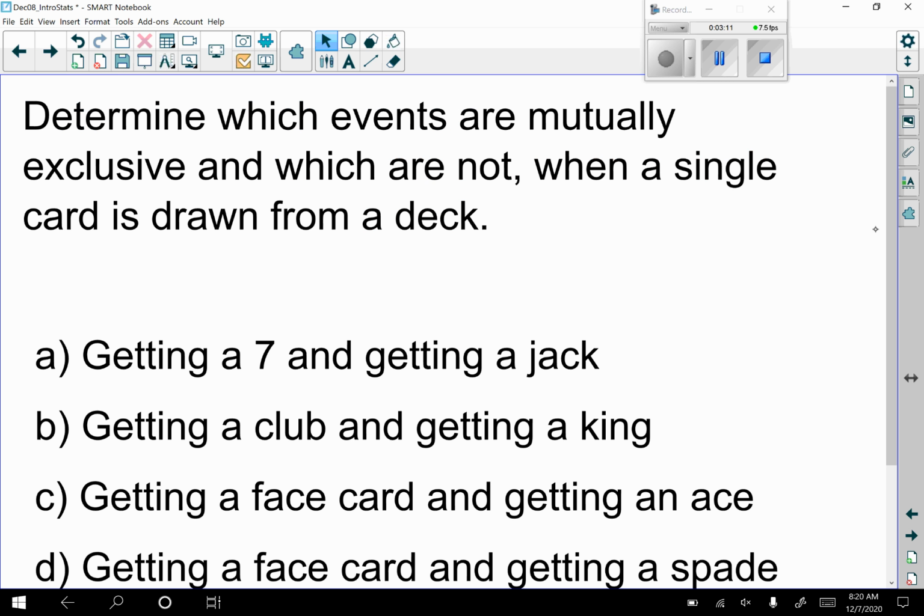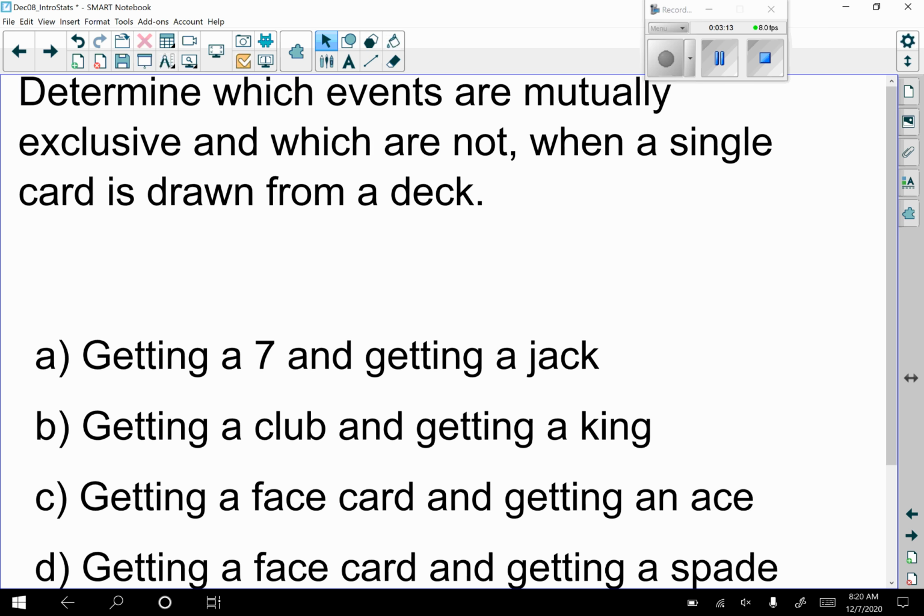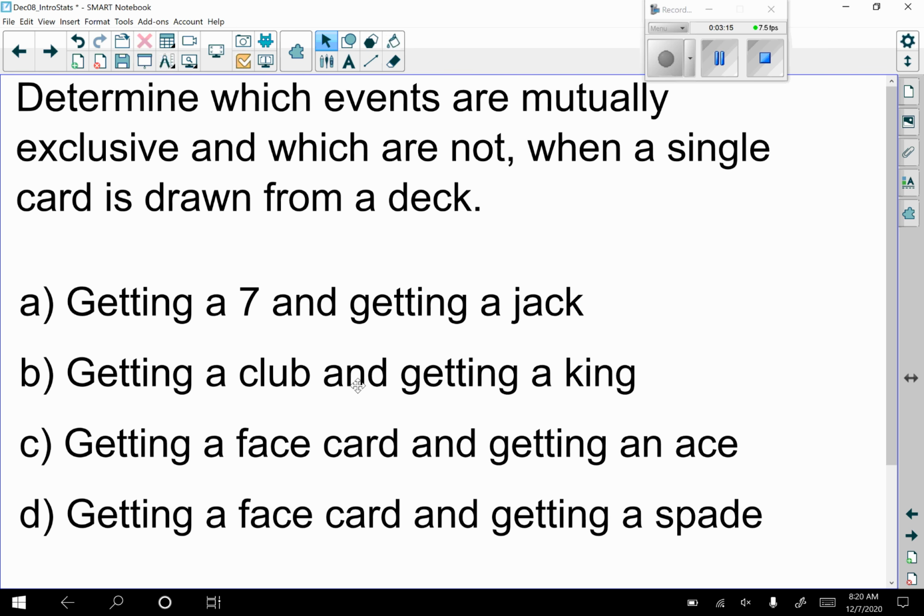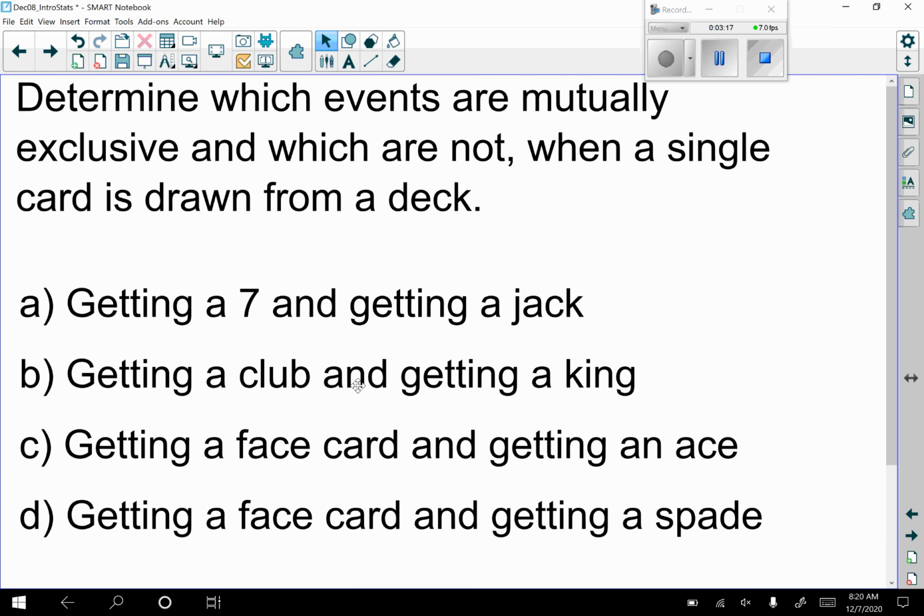All right, so in this little example, I just want you to determine which events are mutually exclusive. Now, you could just write ME next to it. I don't want you to say a yes or a no. I want you to say mutually exclusive or not mutually exclusive. And again, this is just when a single card is drawn from a deck. So pause the video to write this out and see what you're coming up with. All right, so if you need more time, just pause the video again.